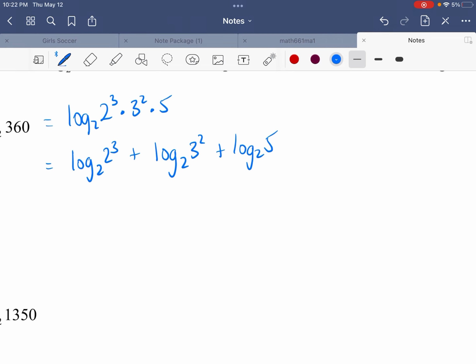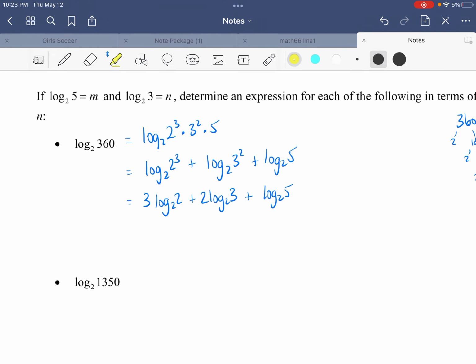All right, let's bring those exponents and make them coefficients. And now do our substitution. We're told that log 2 of 5 is m, so that just becomes m there. Log 2 of 3 is n, so we can substitute that, but it's being multiplied by 2. And then this part becomes 3 times 1. So it simplifies to 3 plus 2n plus m.